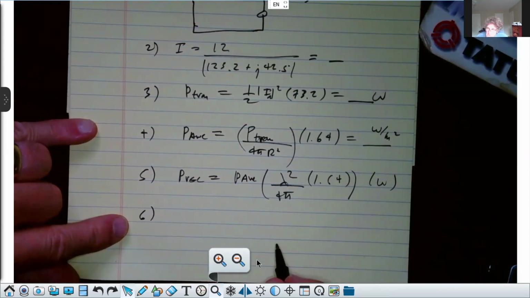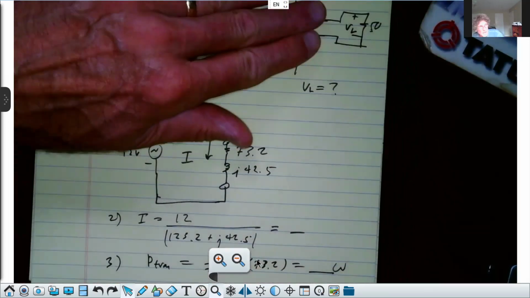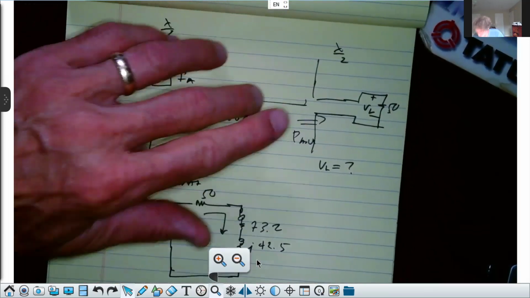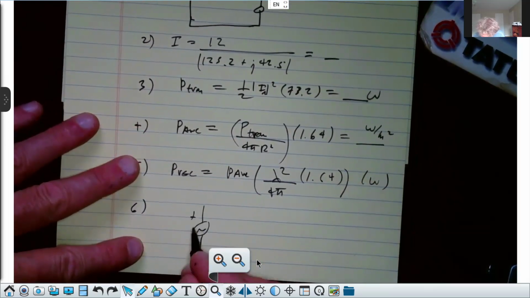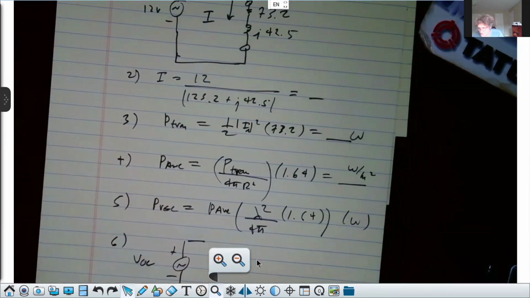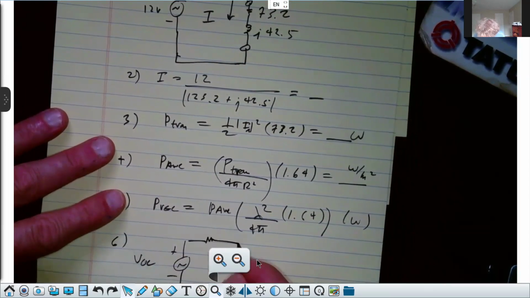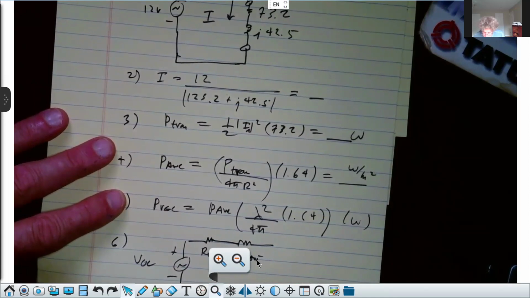What next? We need V open circuit. Now what I'm going to do is draw an equivalent circuit of this receiving antenna with VOC, and I hope y'all can see this. So here I have plus to minus VOC that we'll calculate. Then this is the internals of the antenna, an equivalent circuit. You're going to have the radiation resistance of the antenna, R rad, which happens to be 73.2, and the reactive component, which I'll just put jX antenna here. We know it's going to be the same as the transmitter.